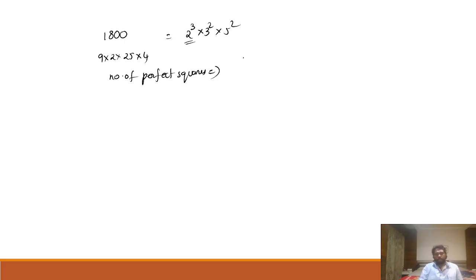2 power 0, 2 square, 2 numbers. I'm not going to write this again and again; you want to practice it. 3 square: 3 power 0 and 3 square, which is how many numbers? 2 numbers. In 5 square, 5 power 0 and 5 square, which is 2. So 2 times 2 times 2 is 8.